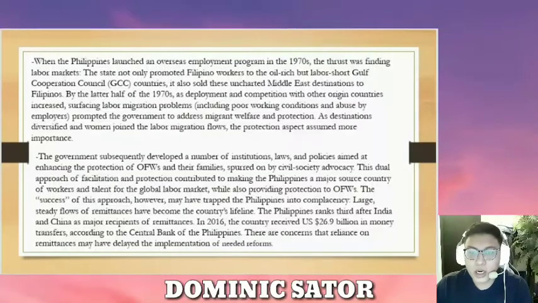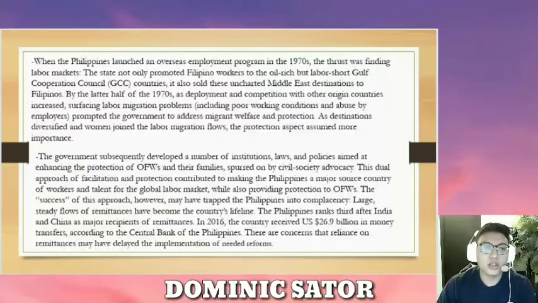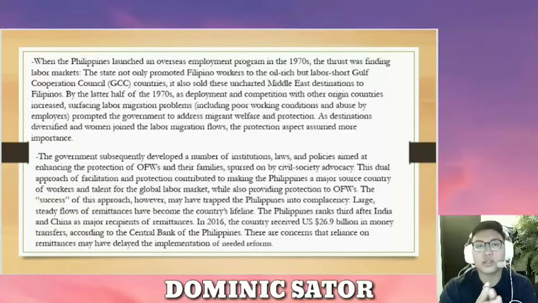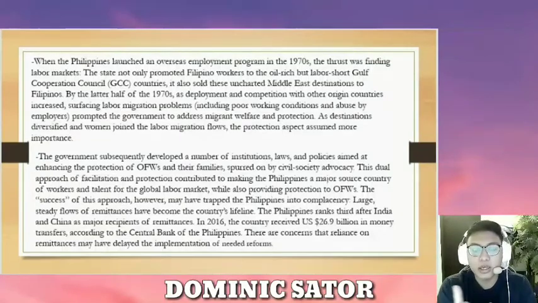So, promoted by the government to address migrant welfare and protection as destinations diversify, with women joined by labor migration flows. The protection aspect assumed more importance as the government subsequently developed a number of institutional laws. So our government acted fast because of these rapid cases of abuse by the employers or abuse by their bosses.